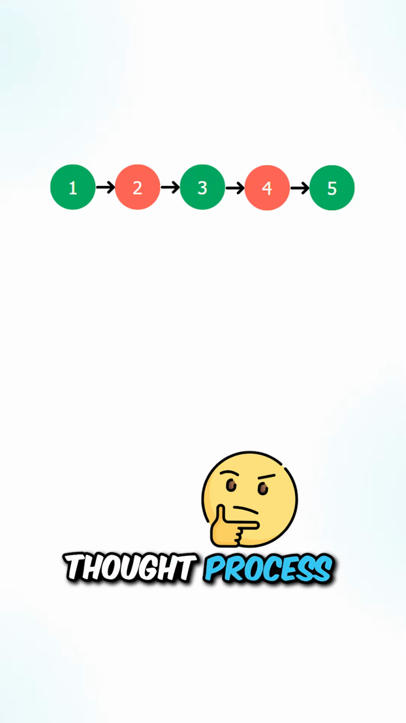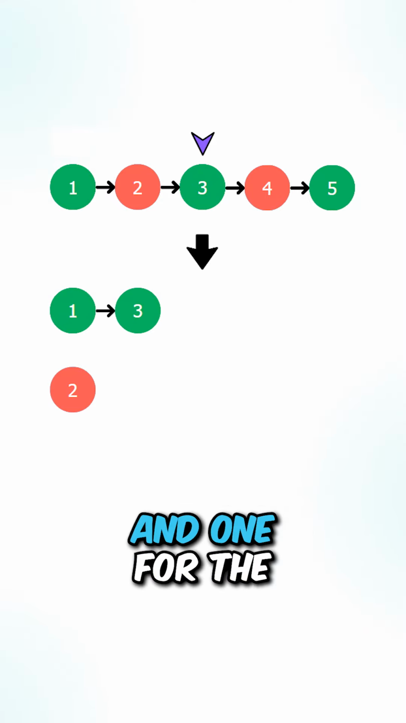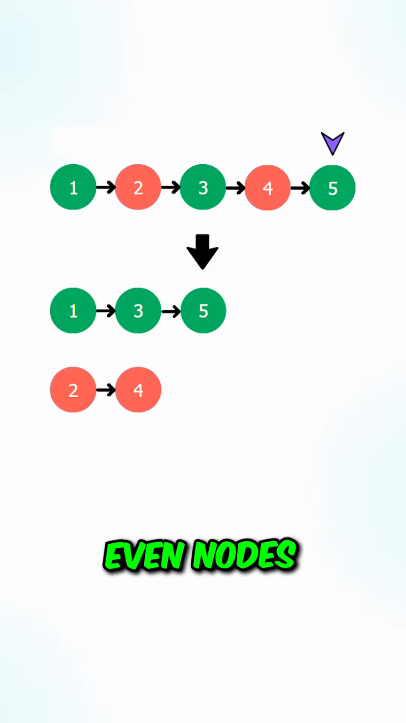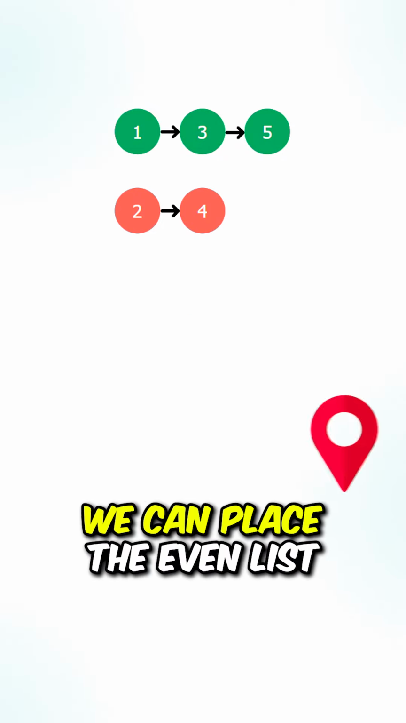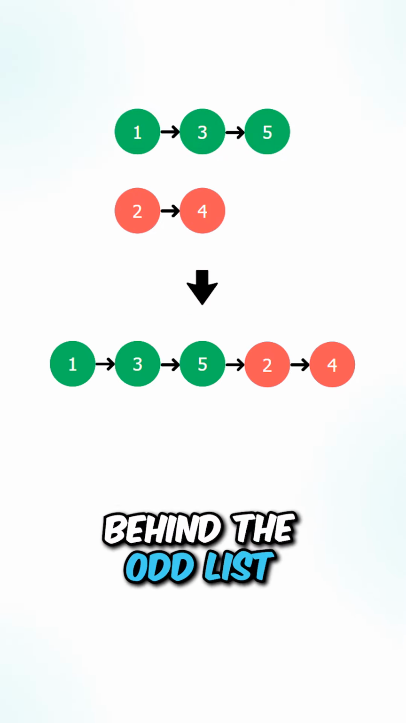Let's go over the thought process. We can create two lists, one for the odd nodes and one for the even nodes. After we have created the two lists, we can place the even list behind the odd list.